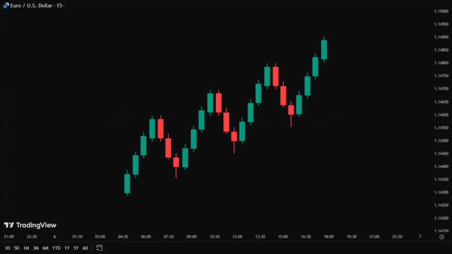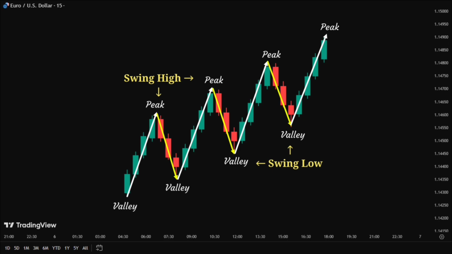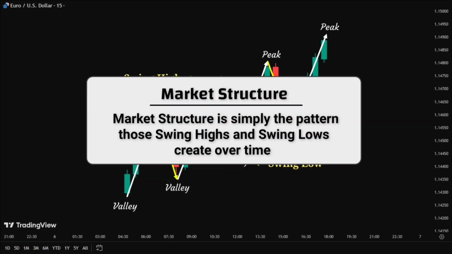On any chart, at any time frame, price is constantly moving up and down in a series of peaks and valleys. Those peaks are called swing highs, and those valleys are called swing lows. Market structure is simply the pattern those swing highs and swing lows create over time.